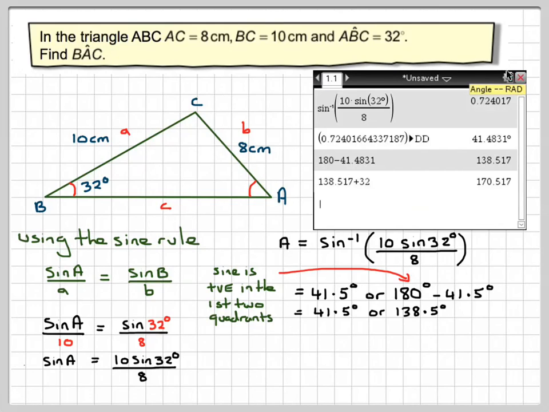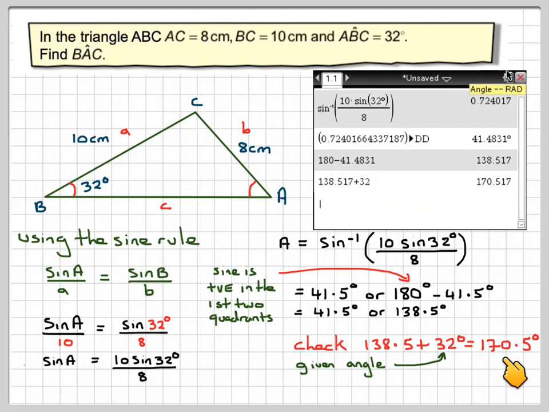Now, not always will we have two possible answers. So this one will definitely be possible. Now to check whether this one is possible, we take 138.5 and add it to the given angle, which is 32 degrees, which I did here on the calculator. I check that and I get 170.5. Because it's less than 180 degrees, which is the maximum number of degrees allowed in a triangle, the second answer is possible. Sometimes you'll do this and you'll go over 180 degrees, therefore there's only one possible answer. This is known as the ambiguous case for the sine rule.